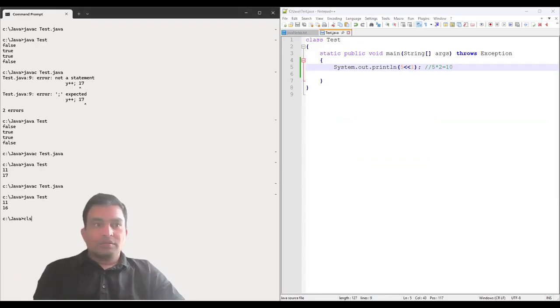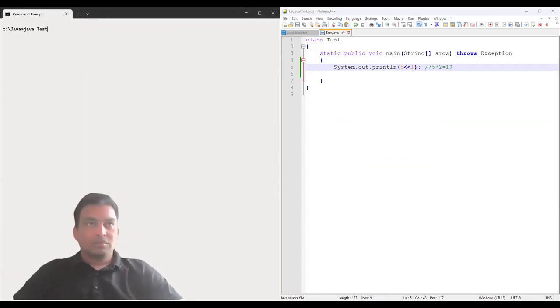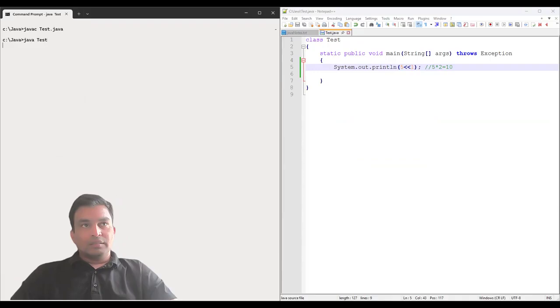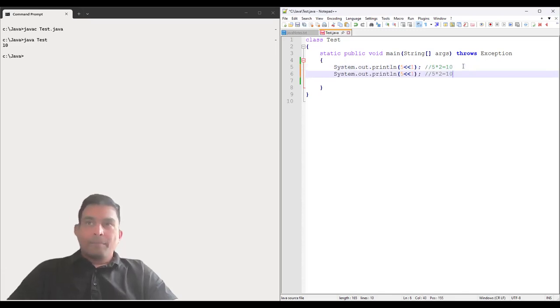Let's run this quickly. Compile and then execute. So it's going to be 10. For example, if I left shift 2 times, then it's going to be 5 into 2 into 2, which is 20. Let's run this. It's going to be 20.